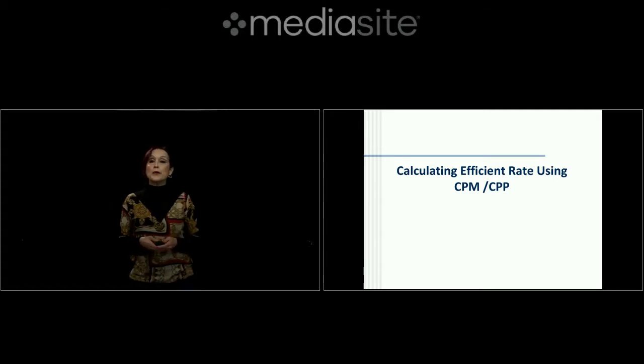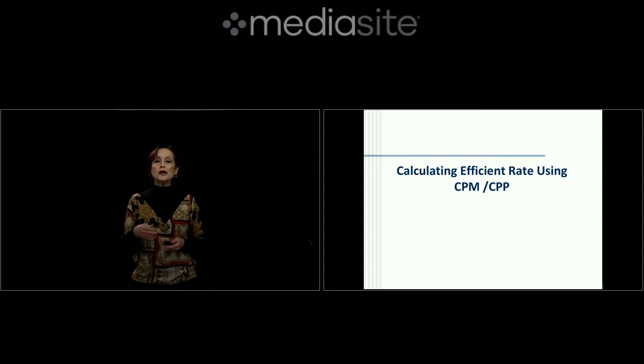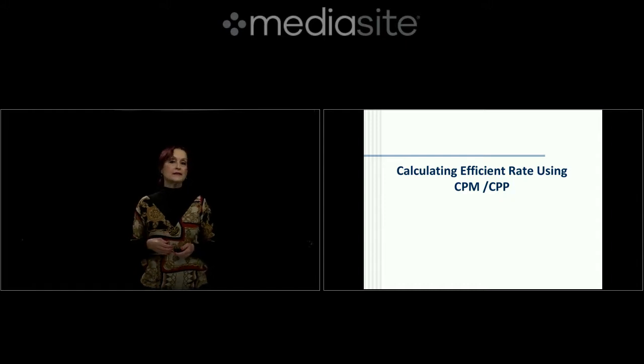In the previous video lesson, you learned about how to calculate cost per point and cost per thousand. The question now is how to apply this analysis. This is what we call cost efficiency analysis.